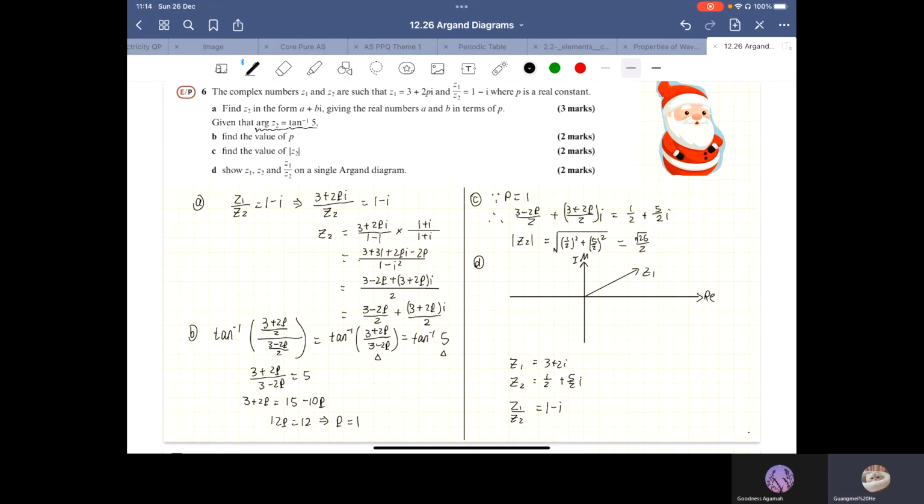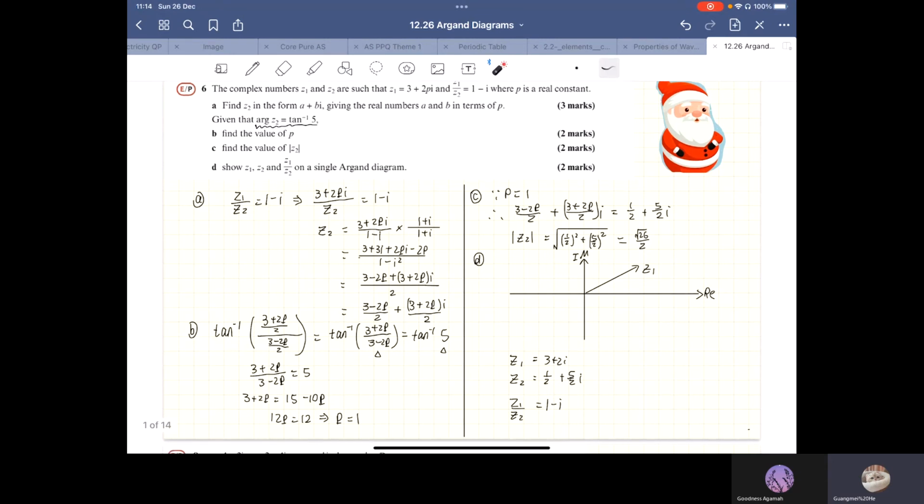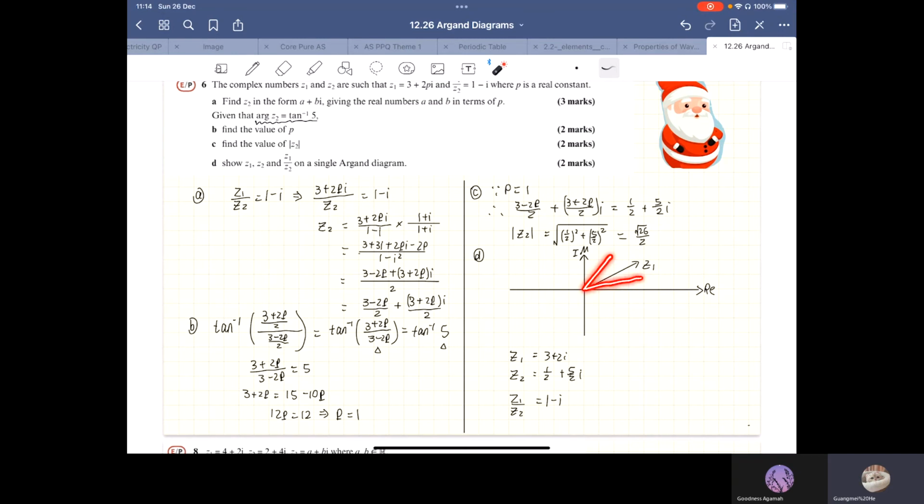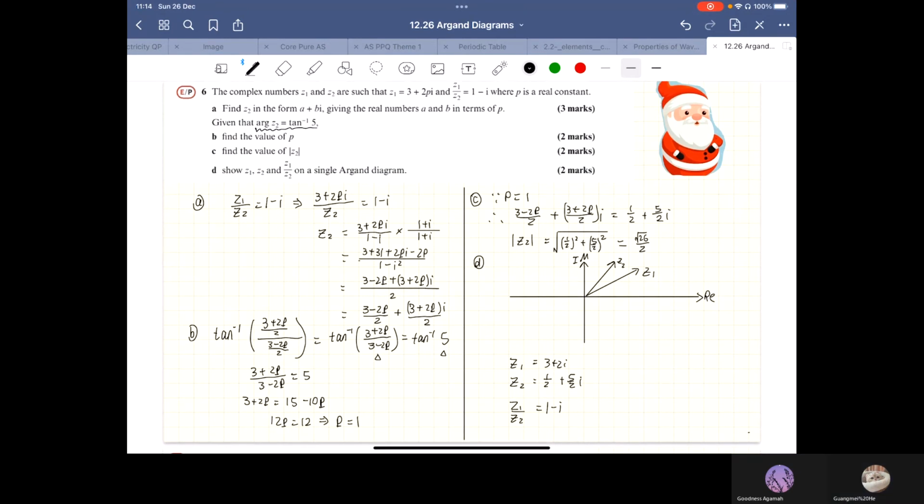And Z2, do you think Z2 will be above Z1 or below Z1? So would it be here or here? Below Z1? No, wait. Above Z1? Yes, that's it. Should be above and slightly somewhere here. And then Z1 over Z2 should be somewhere here in the fourth quadrant. Z1 over Z2. All right, that's it with question 6.